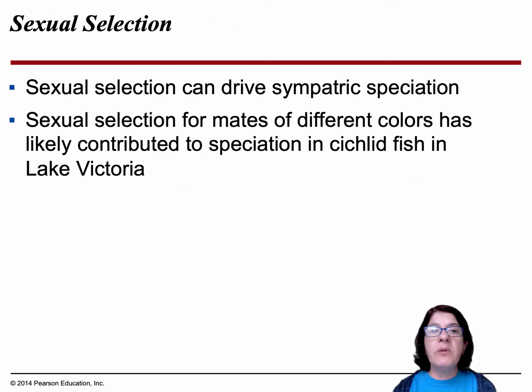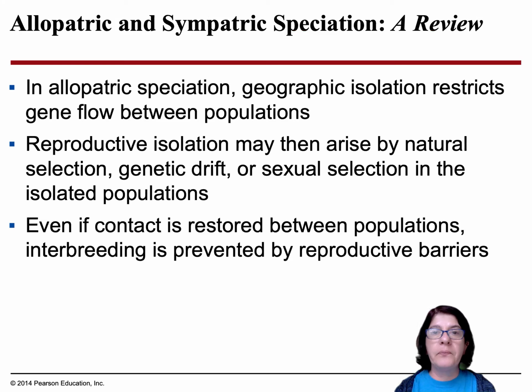And finally, sexual selection. Sexual selection can drive sympatric speciation. Sexual selection from mates of different colors has likely contributed to speciation of cichlid fish in Lake Victoria.